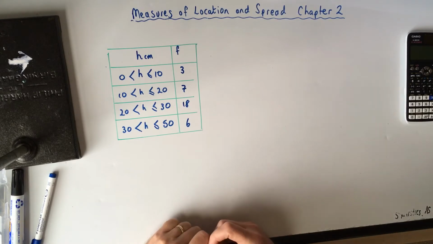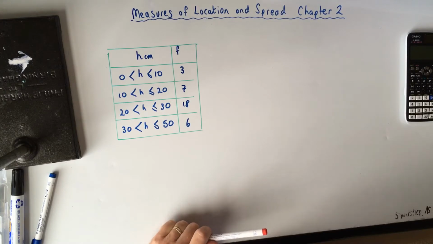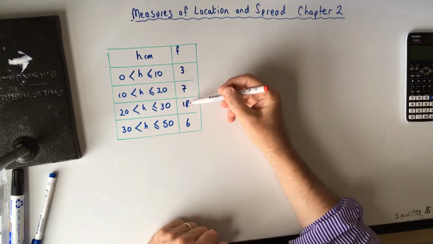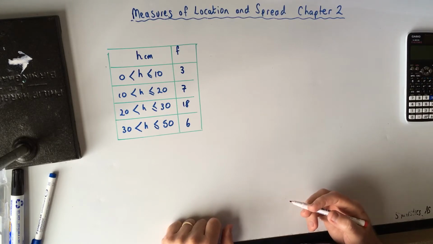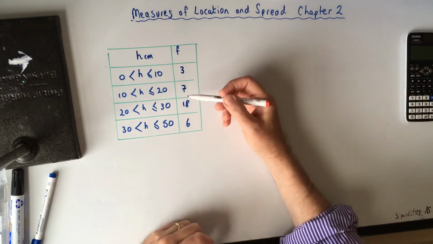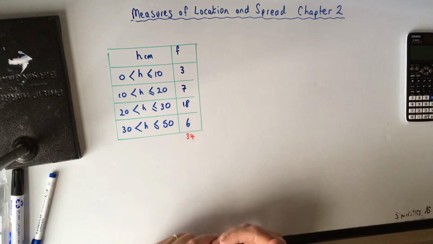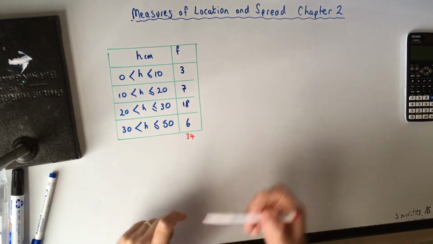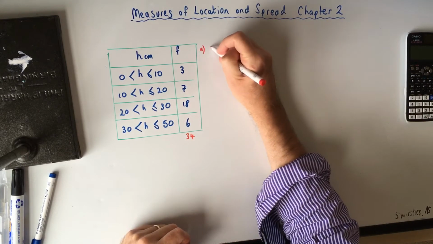So very quickly, if we are to add up all of this data here, and just having a look because I've sort of done it over here. Yeah, sorry, I'm just getting sidetracked. If I add all of these up, the frequency comes to 34. That tells you that I've got 34 pea plants here that I've measured, 3 of which are between 0 and 10.